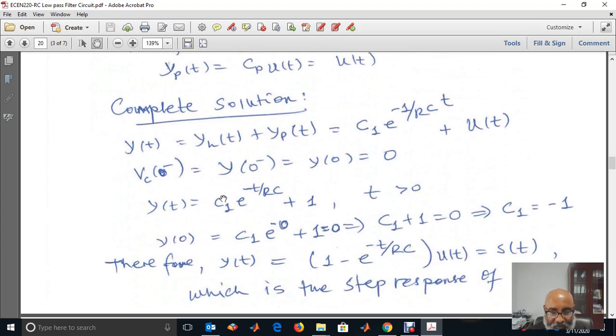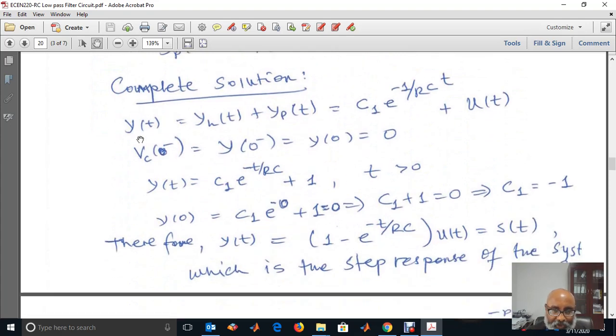Next step is the complete solution. What is a complete solution? y(t) equals yh(t) plus yp(t), which is c1 e to the power of minus 1 over RC times t plus u(t). Now, is this solution complete? No. We still need to find c1. Where do we find c1?